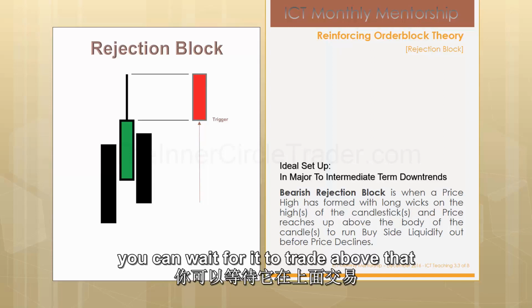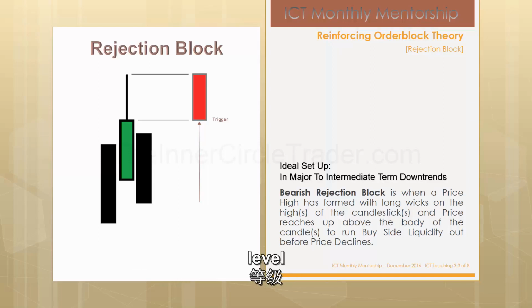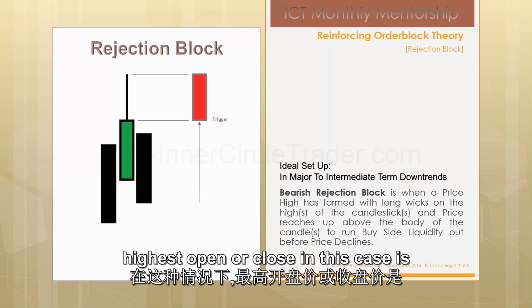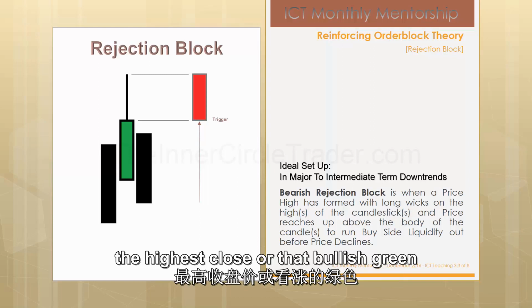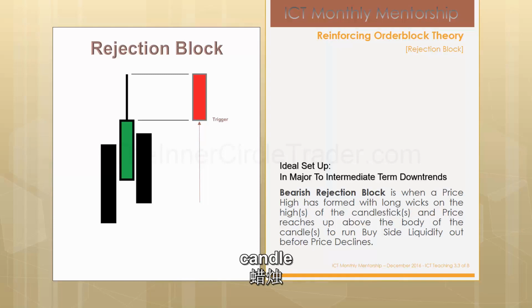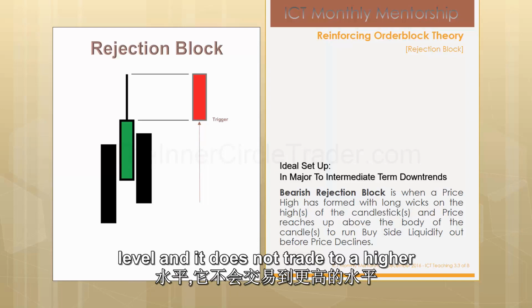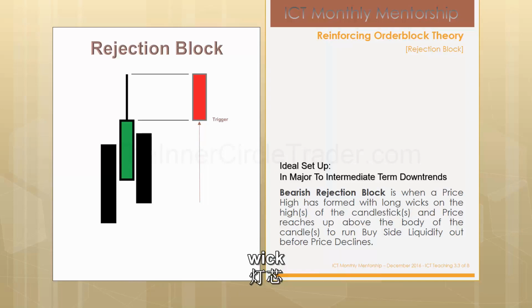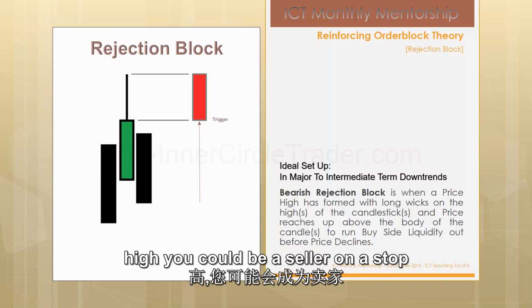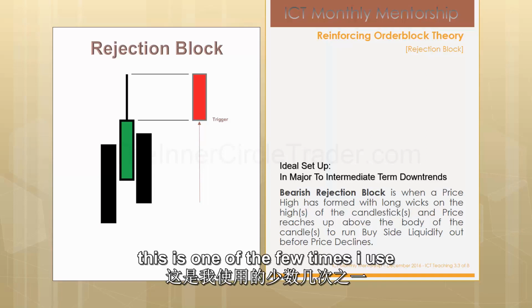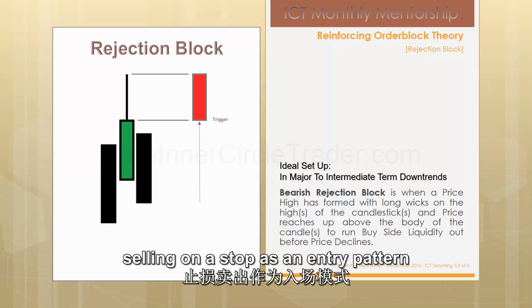Or you can wait for it to trade above that level, and if it moves a significant amount above that highest open or close, in this case it's the highest close of that bullish green candle, if it trades above that particular level and it does not trade to a higher wick high, you could be a seller on a stop below that level. So that way you can be selling on weakness. This is one of the few times I use selling on a stop as an entry pattern.